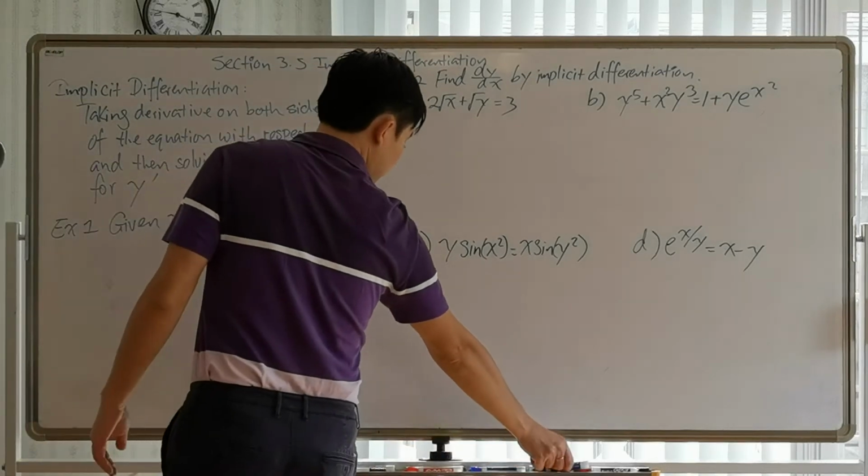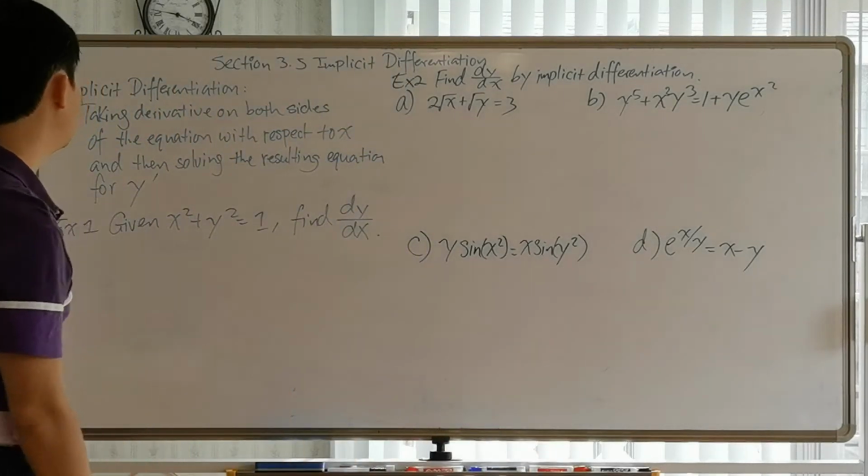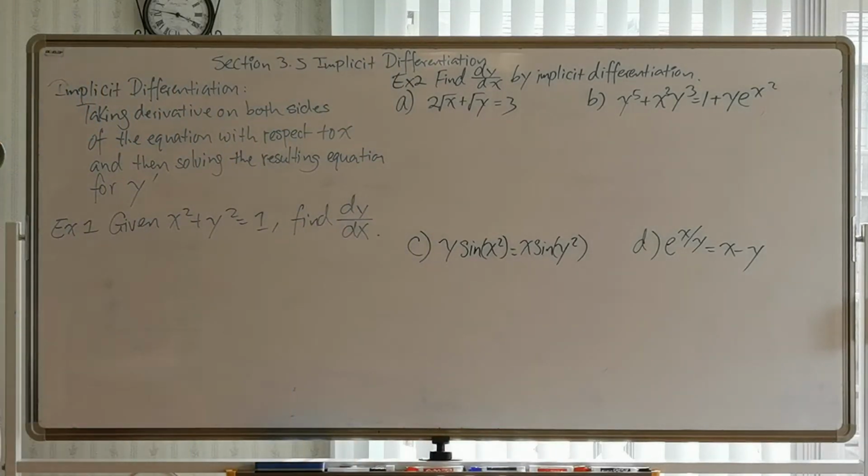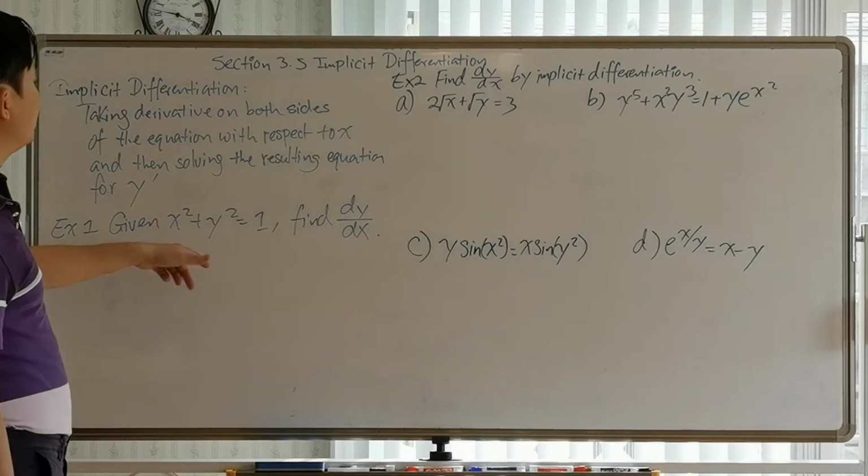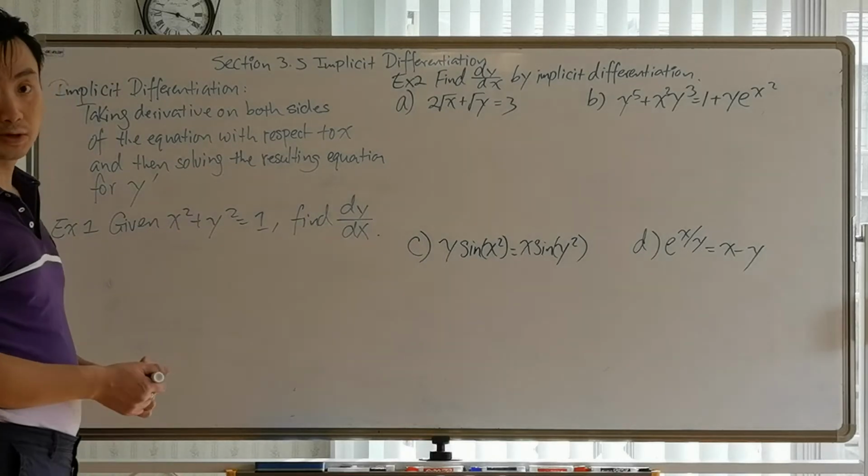Implicit differentiation means taking the derivative on both sides of the equation with respect to x, and then solving the resulting equation for y prime. To look at that, the first one, you may notice that it's an equation of a circle.